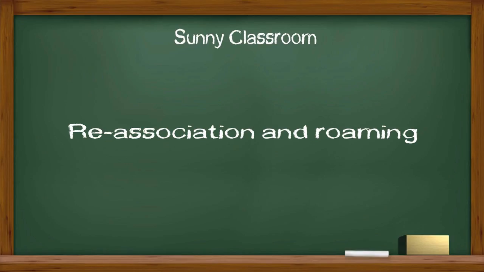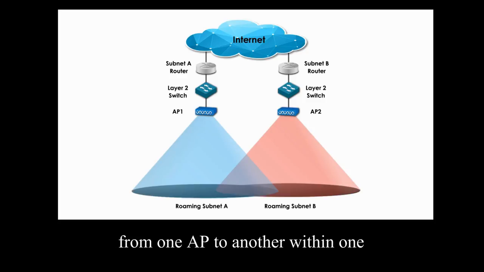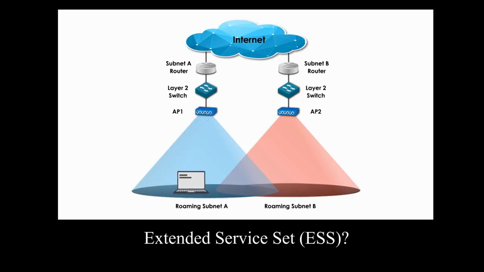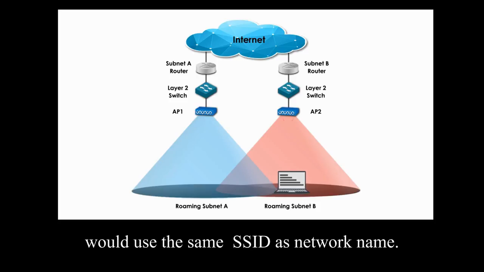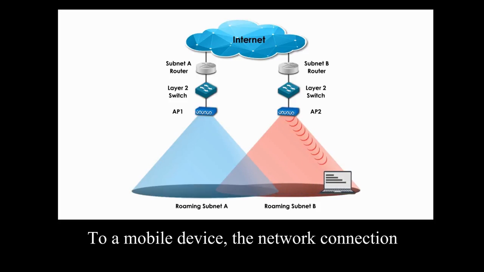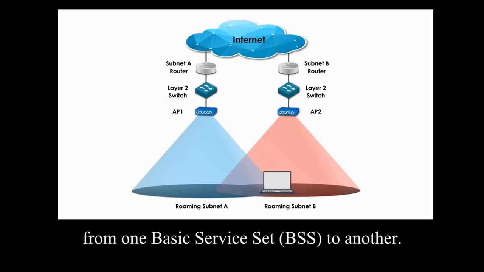Reassociation and roaming. What happens if the wireless device moves from one AP to another within one extended service set, ESS? Keep in mind, all APs within the same ESS use the same SSID as the network name. To a mobile device, the network connection won't be lost while moving from one basic service set to another.